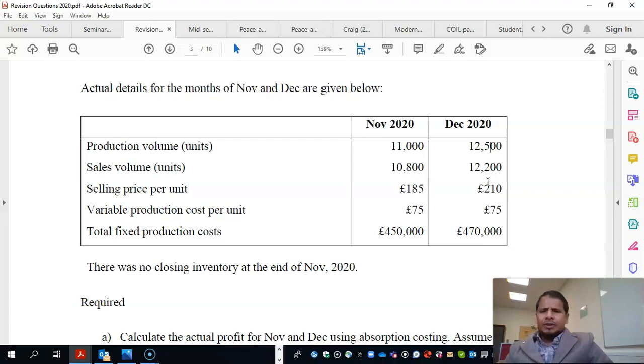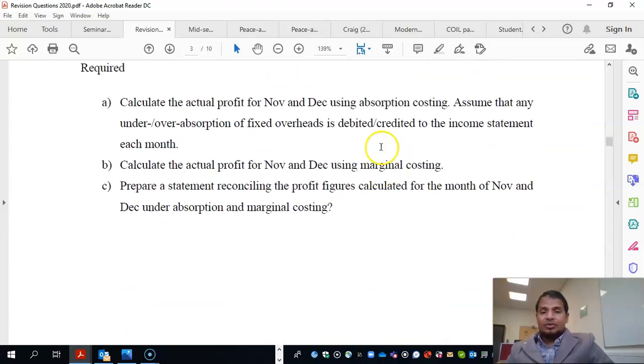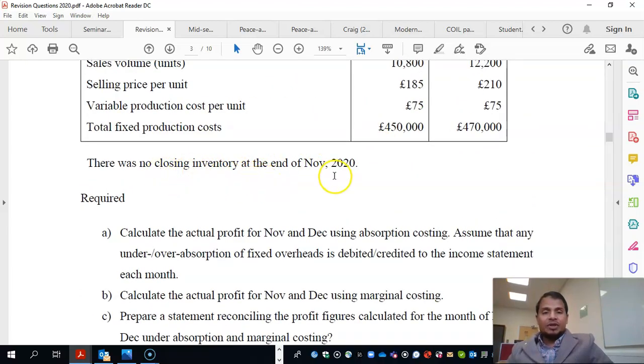So there was no closing inventory at the end of November. Is it end of November? I think it should be October. Yeah, and there is no beginning inventory of November. It should be, because we produced 11,000 and we sold 10,800, and obviously there should be some ending inventory, 200 ending inventory, and that should be the beginning of the next month. Okay, so I think this should be beginning of November.